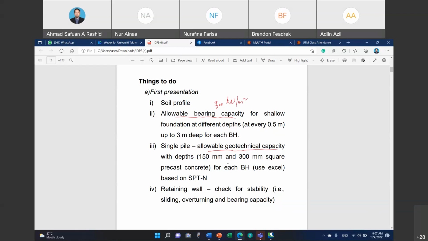Okay. Presentation. So you need to come up with the presentation of the soil profile. So saya akan tunjuklah macam mana untuk prepare for the soil profile. Then for the soil profile, you need to produce what we call the allowable bearing capacity for shallow foundations. So apa yang saya dapat maklumat, at every 0.5 meter up to 3 meter deep for each borehole. Okay, awak dapat berapa borehole?